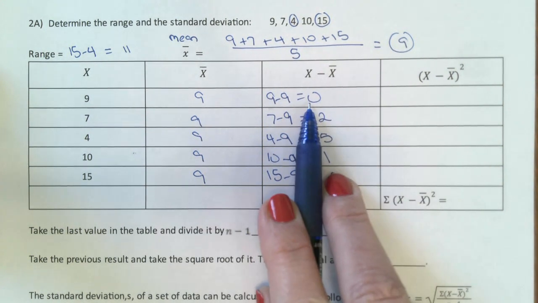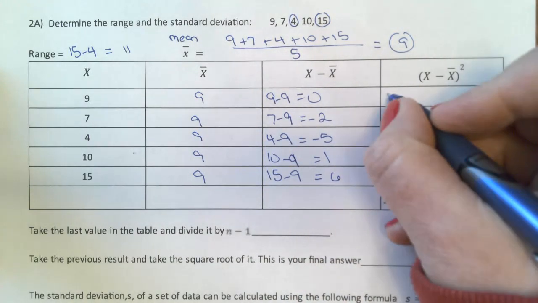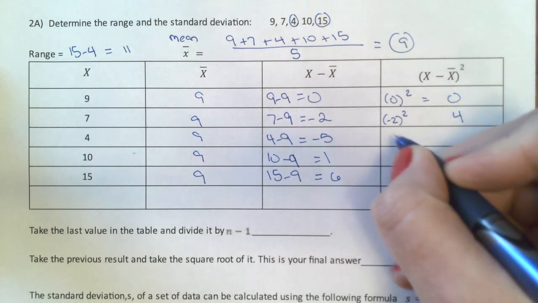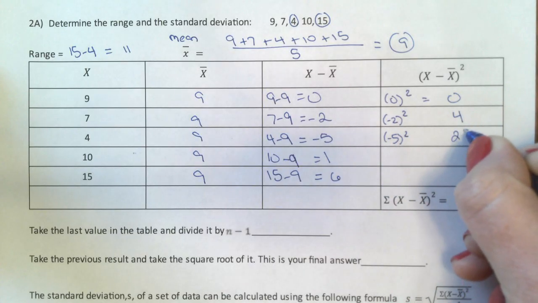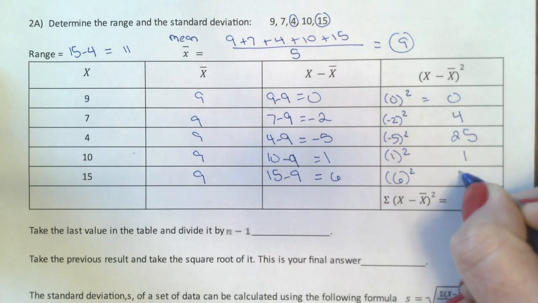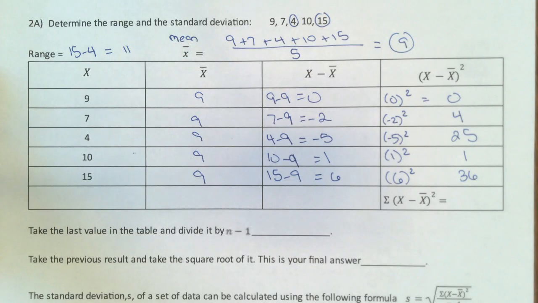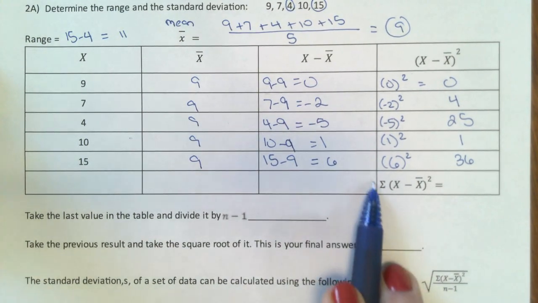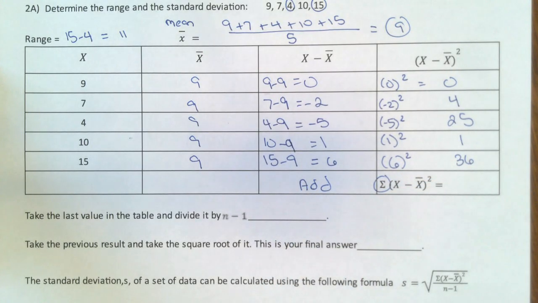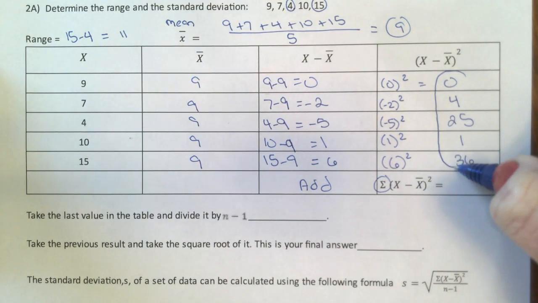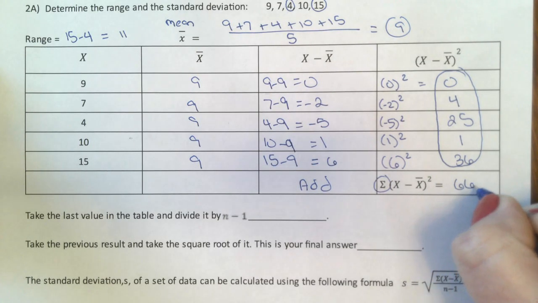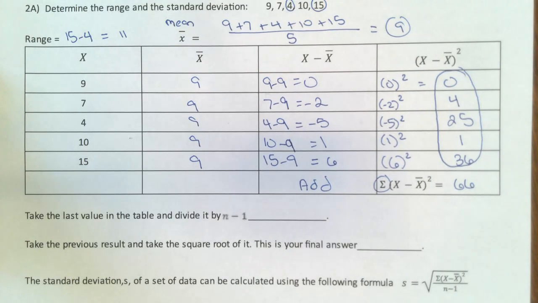In this column, I'm going to take this answer and square it. So 0 squared is 0. Negative 2 squared is 4. Negative 5 squared is 25. 1 squared is 1. 6 squared is 36. This sigma sign right there means add up all the values. So I'm adding 0 plus 4 plus 25 plus 1 plus 36. All those add up to 66.